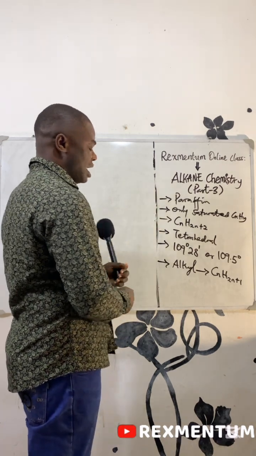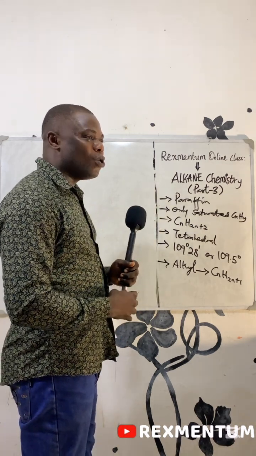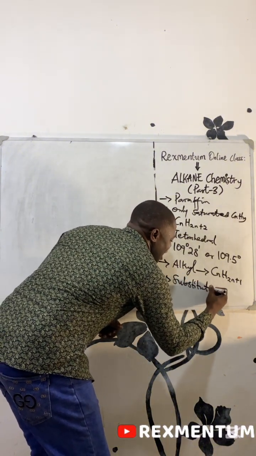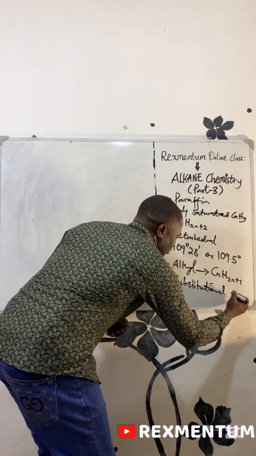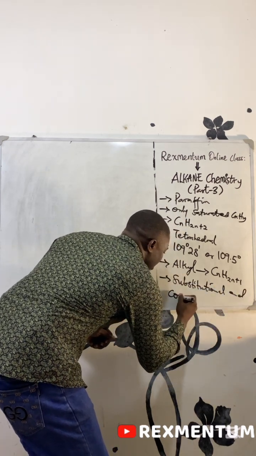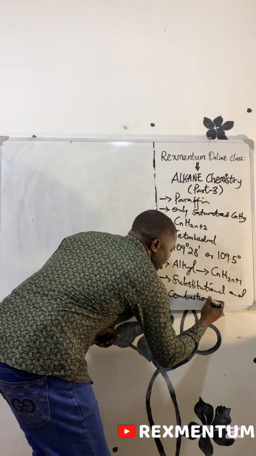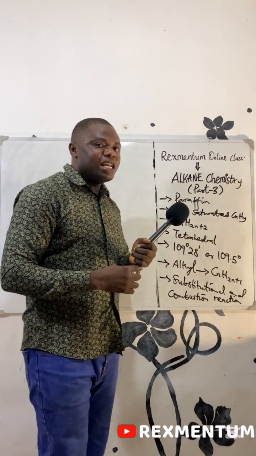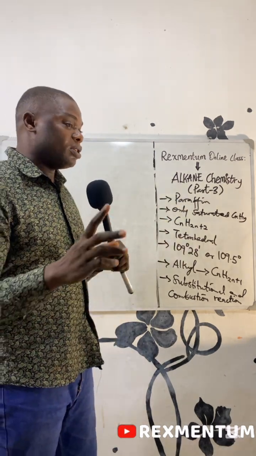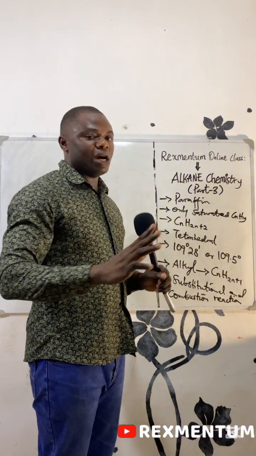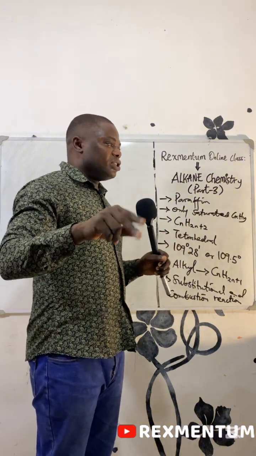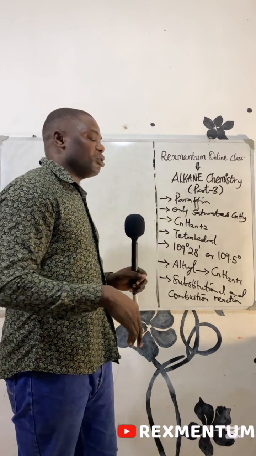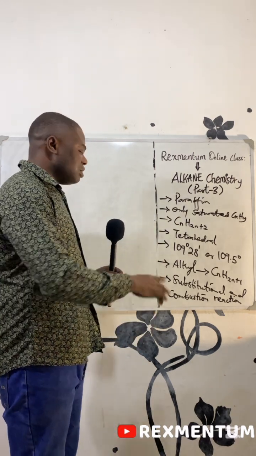Just like I said, another thing you need to know is that alkane undergoes substitution reaction as its most peculiar reaction. Though it undergoes substitution and combustion reaction, the most peculiar reaction it can undergo is substitution. Why? Because it is already saturated, so it doesn't need to undergo addition reaction. Addition reaction is for species that have either a double bond or a triple bond, that is, the presence of unsaturation in them. Please take note of all this.